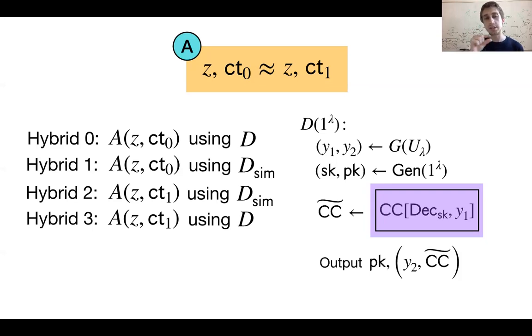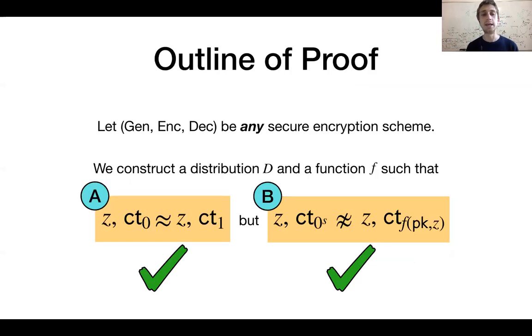Because each successive pair of these hybrids is indistinguishable, the left-hand side, which is given by hybrid 0, is indistinguishable from the right-hand side, which is given by hybrid 3. So this establishes that semantic security holds with respect to this distribution in the presence of this auxiliary input, but for this function f, an adversary with this auxiliary input can easily distinguish a ciphertext of zeros from a ciphertext of this function applied to this public key and the auxiliary input.